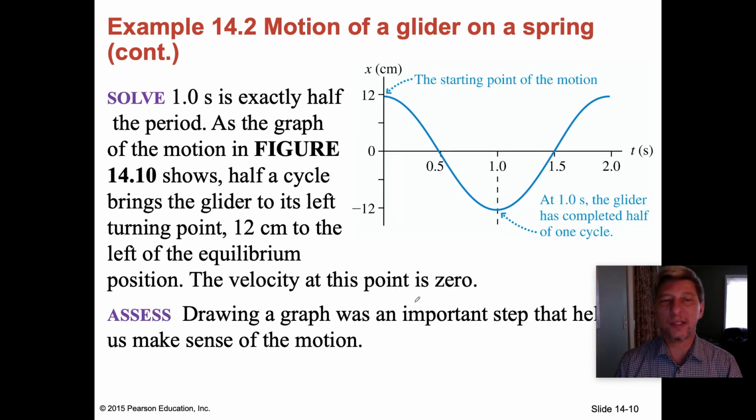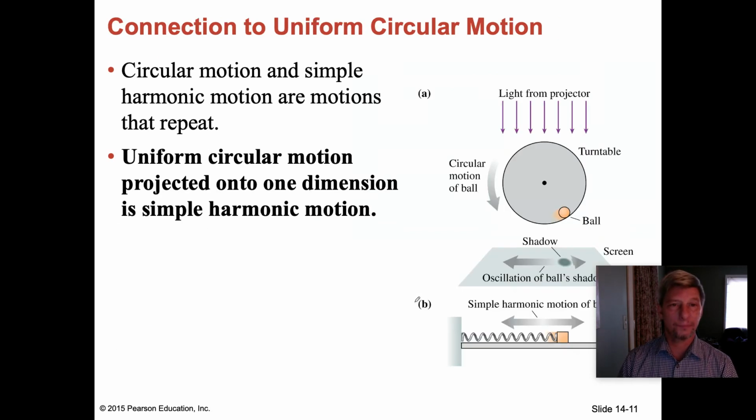1.0 seconds is exactly half of the period. And so as the graph of the motion in the figure shows, half a cycle brings the glider to its left turning point, 12 centimeters to the left of the equilibrium position. And we know, of course, that the velocity at this point is 0.